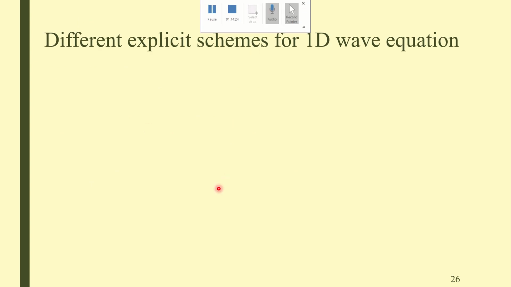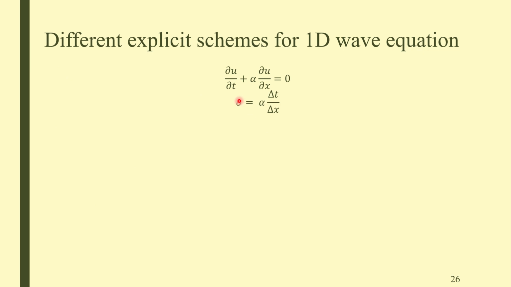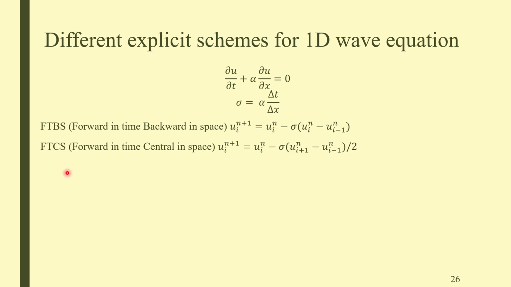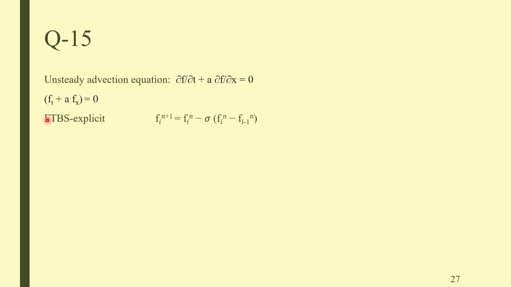So explicit schemes for the one dimensional equation, like the 1D wave equation, and here you are using sigma is equal to alpha times dou t by dou x. These are forward time backward in space, forward time central in space, and forward time forward in space. So our unsteady equation is given by this, and we can rewrite it as this. In the options that were given, forward time backward space explicit. So this is the equation, we can rewrite it in this particular form.